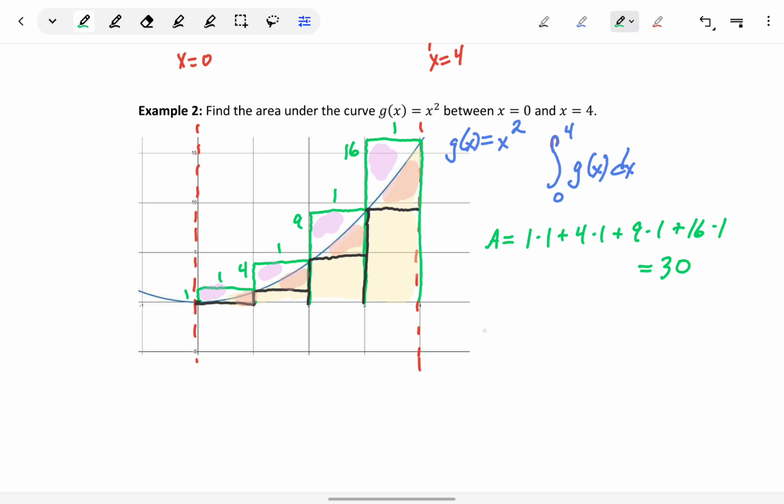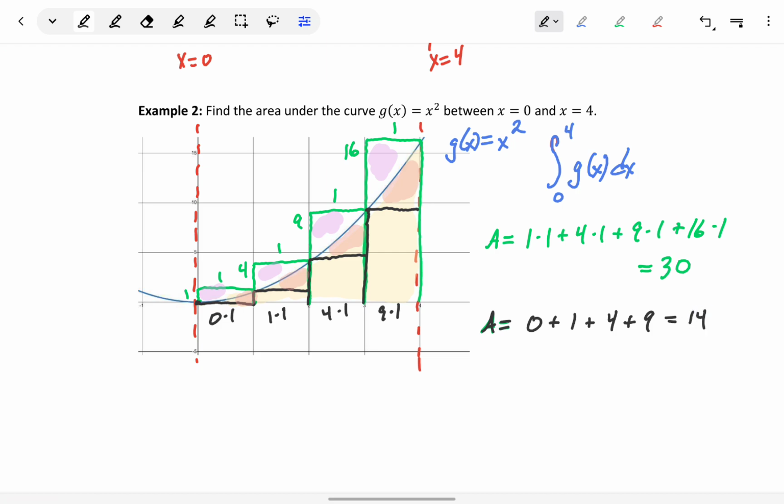But we could calculate the area of each of those rectangular regions, which would have areas of 0 times 1, 1 times 1, 4 times 1, and 9 times 1, since we were using the left end of each of those intervals. So that would give us 0 plus 1 plus 4 plus 9, or an area of 14 square units.